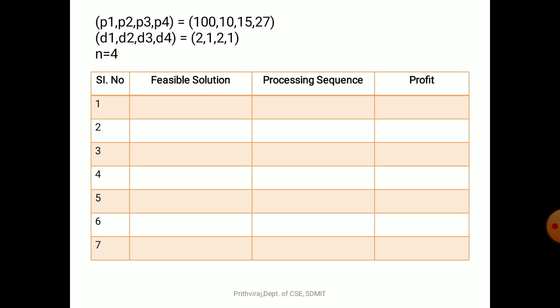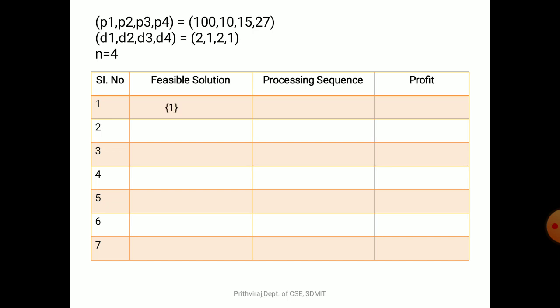Feasible solution means we can choose any jobs in the beginning. And the processing sequence is the order in which you are going to process them. Even the order matters. Initially, let us take the same jobs, as per the profits given.